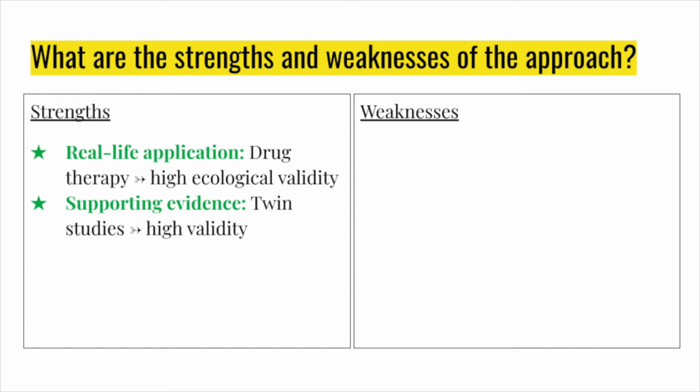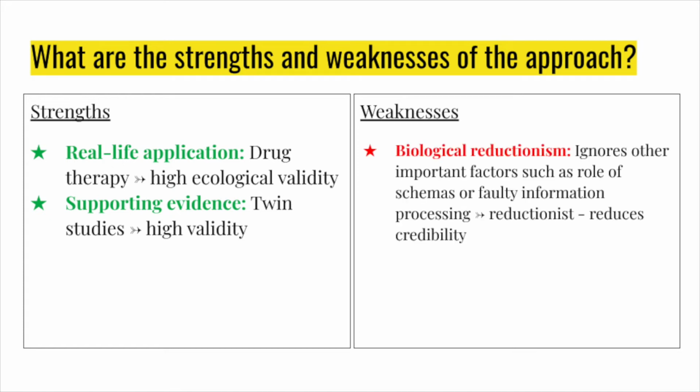This supports the biological explanation for depression, increasing its validity. However, a weakness is biological reductionism. This theory ignores other important factors such as the role of schemas or faulty information processing, which equally play a part in OCD. This is a weakness as reductionist explanations only offer a partial explanation, therefore reducing its credibility.